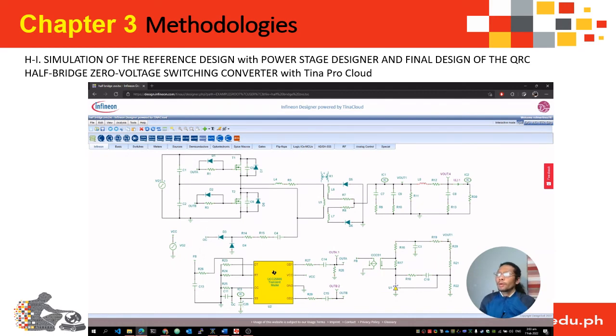So again, this is the final design of the quasi-resonant half-bridge converter with 0 voltage switching using the UCC25600 of the Texas Instruments for the 0 voltage switching resonant controller or the gate driver for the power MOSFETs. And this is the compensation network, which is a type 2 compensation network. And this is the half-bridge quasi-resonant converter for the 200 watts power supply.